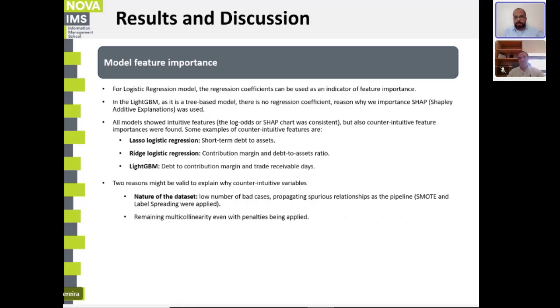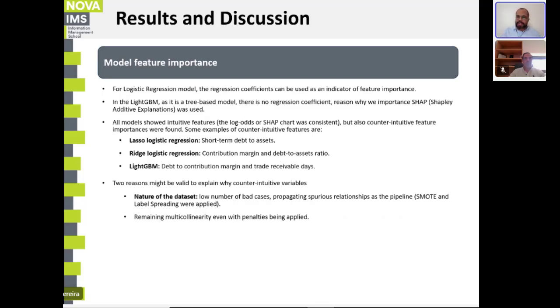I used all the 113 features because it's not the purpose to cover feature selection, even though it's an important point. I just would like to compare the models overall, and the log odds and the SHAP chart were consistent.